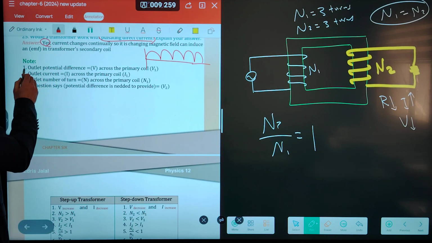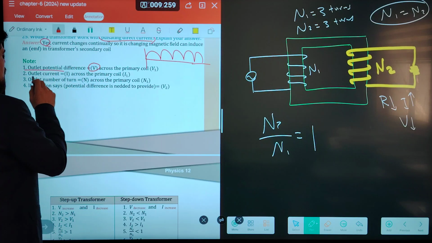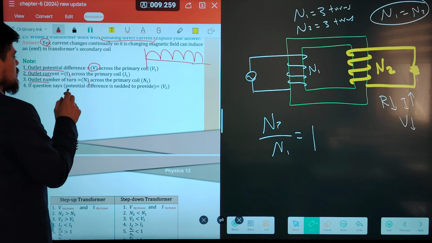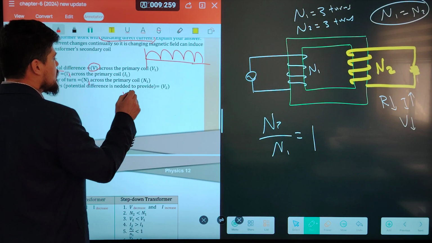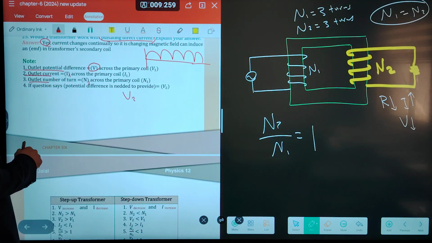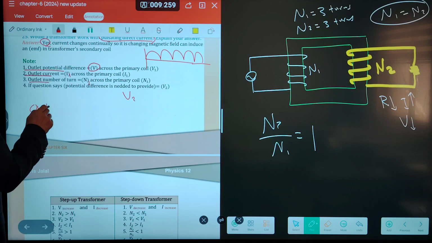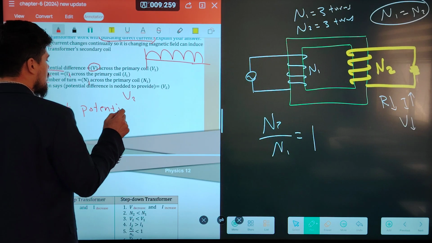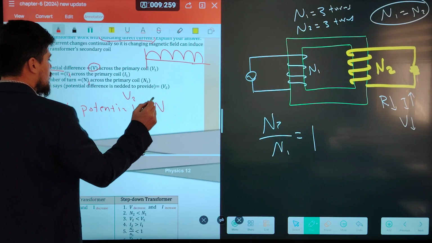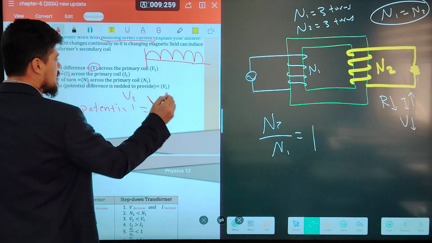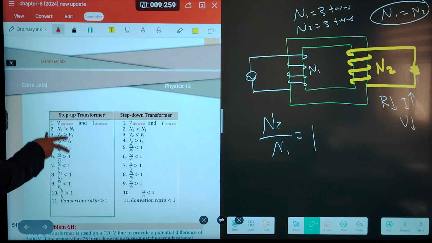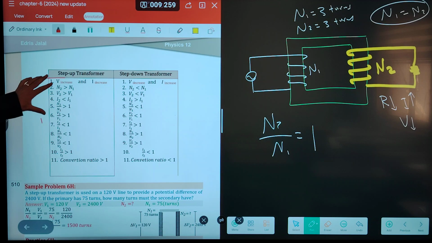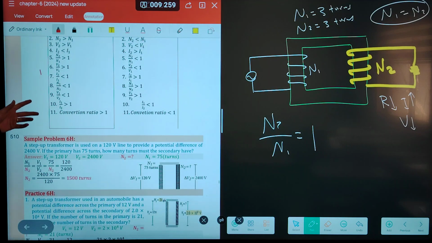Okay? Outlet potential difference, it means that V1. Outlet current, I1. Outlet number of turns, N1. If the question says potential difference needed, it means that V2. Current needed, I2. But output potential difference is equal to V2. So this is the difference between step up and step down transformer in this table.